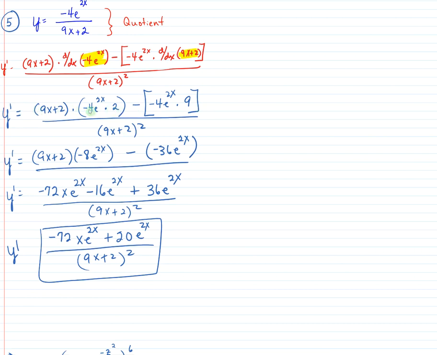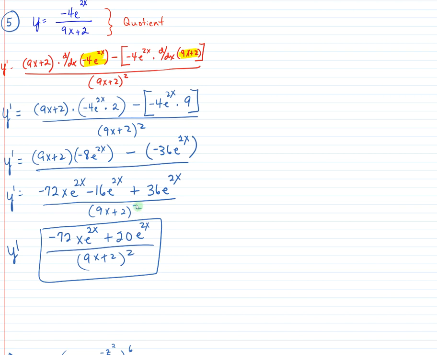Now here I'm doing some multiplying and cleaning up. So this just changed to negative 8e to the 2x. This changed to negative 36e to the 2x. So that's all I did was multiply there, multiply there. This is still a minus, so that turns that into a positive. And here I went ahead and distributed this negative 8e to the 2x. If you multiply it by 9x, you get this. Multiply it by 2, you get this. And you have plus 36e to the 2x over 9x plus 2 squared.